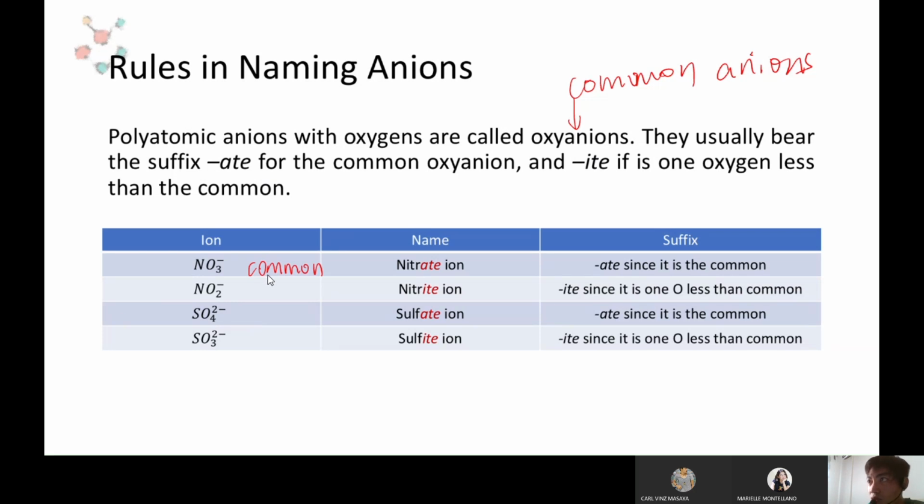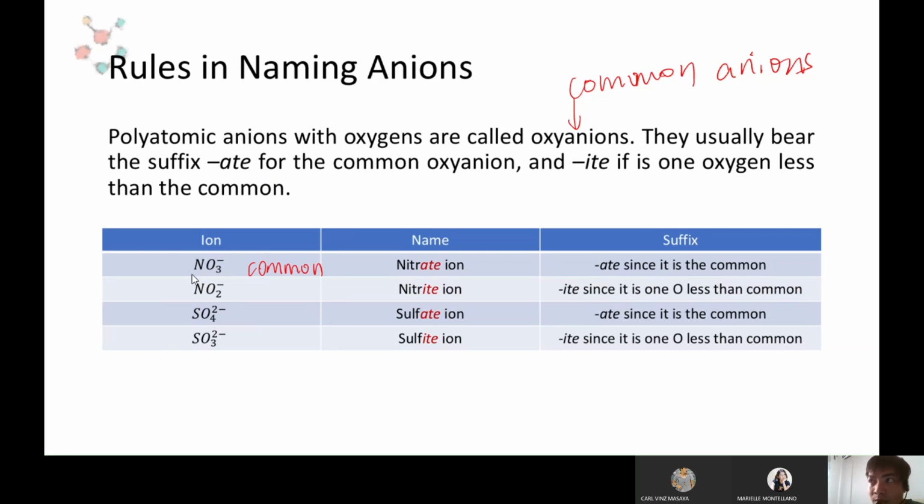Basta for now, tanggapin muna natin yung reason nila na common ito kasi ito yung madalas makita in nature, no? So, yung NO3 negative, sila yung mga nasa soil, nasa pulbura, may ammonium nitrate. Okay, so paano natin ito papangalanan?